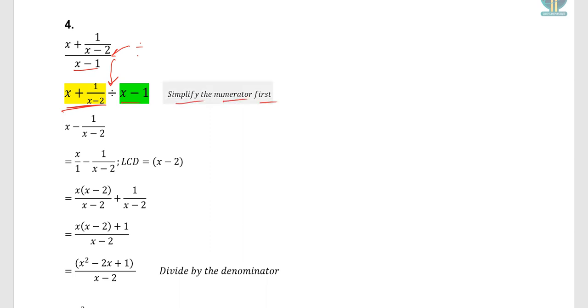Now we can simplify the numerator first, right? Because it has two different types of terms. This is a fraction, this is a monomial. So we can just simplify this first, and then we do the division divided by x minus 1. So x plus 1 over x minus 2, this is the same as x plus 1 over x minus 2. Take the lowest common denominator, multiply by x minus 2, both terms. So x times x minus 2 over x minus 2 plus 1 over x minus 2.